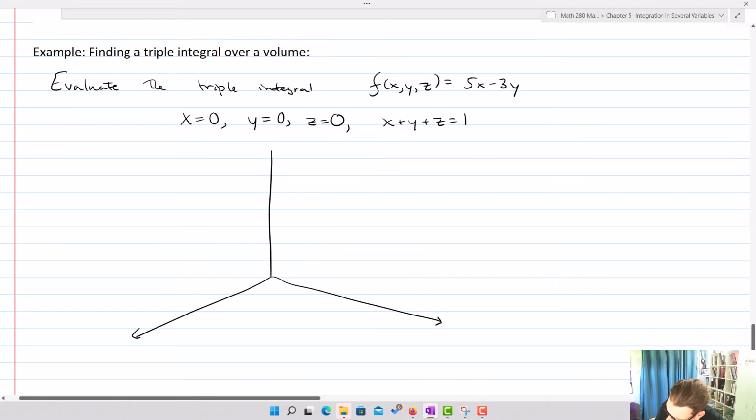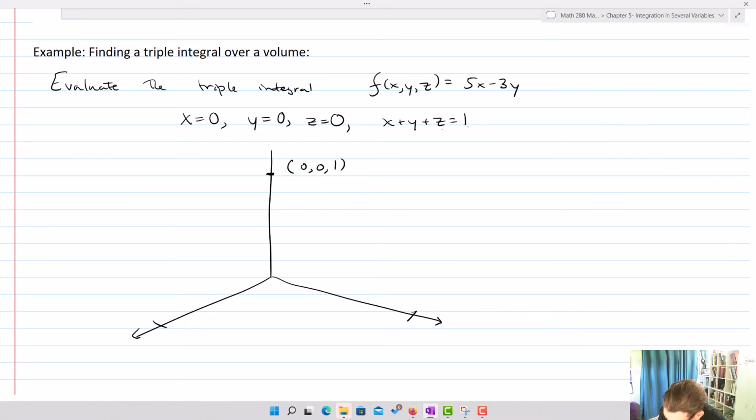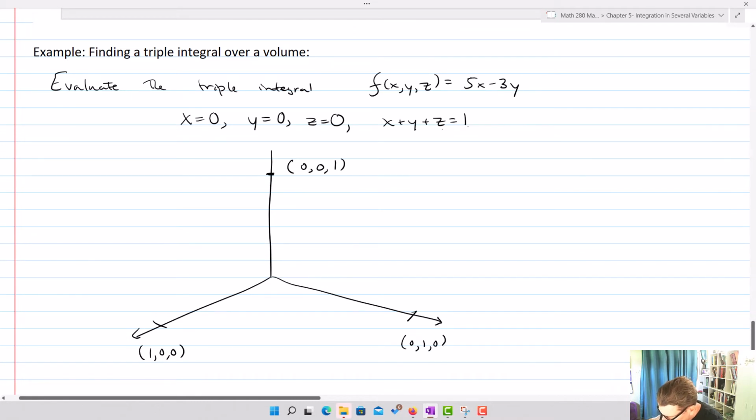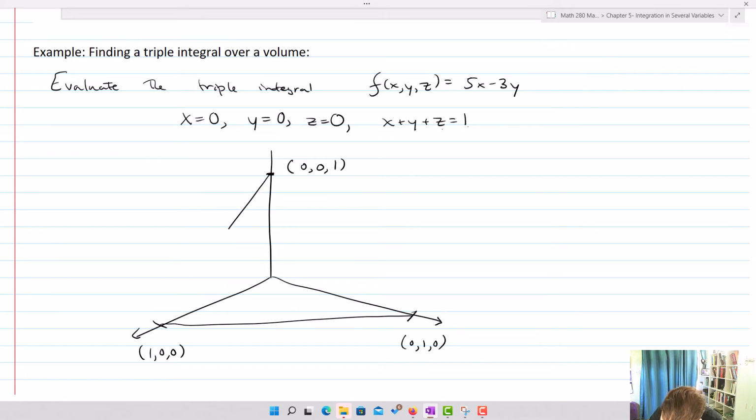We've got x plus y plus z equals 1. If this is 1, here's 1, here's 1, then the point 0, 0, 1 is on the plane. Then I also have 1, 0, 0, also on the plane, and 0, 1, 0, also on the plane. Those end up being the bounds for this thing that looks like a tetrahedron, or a pyramid.